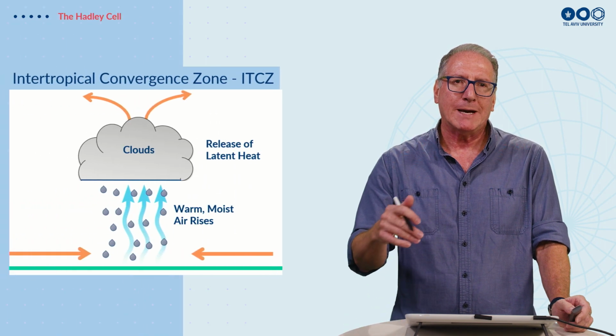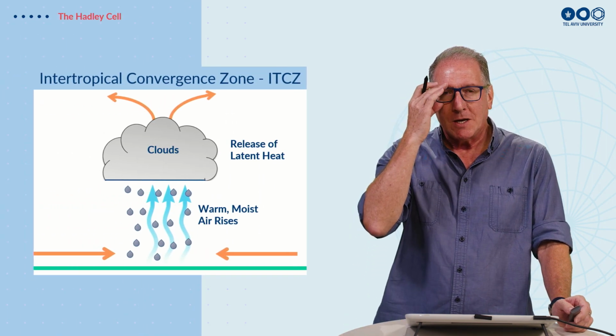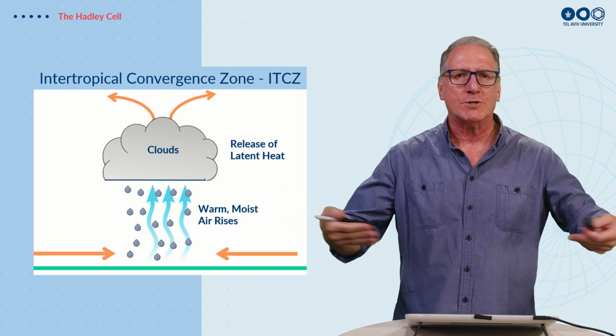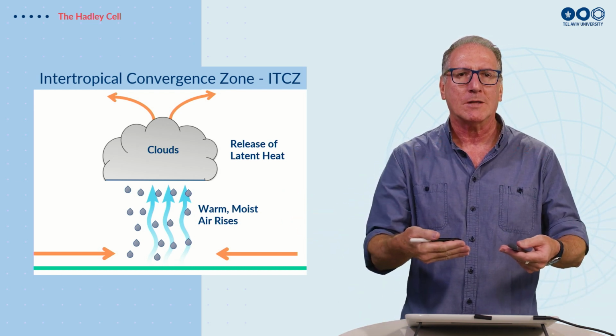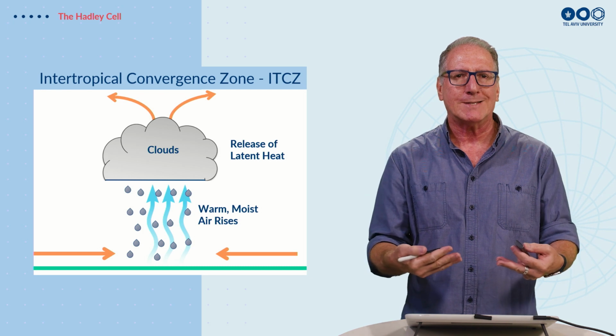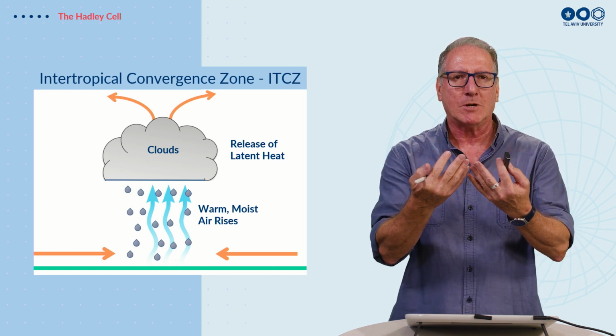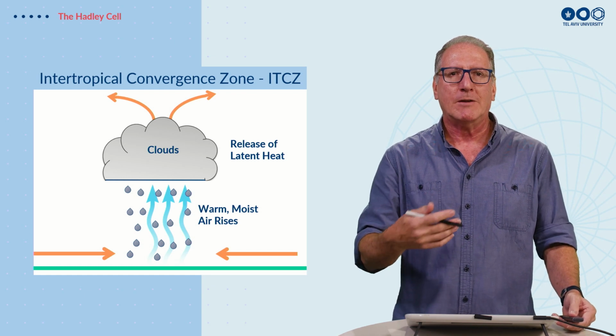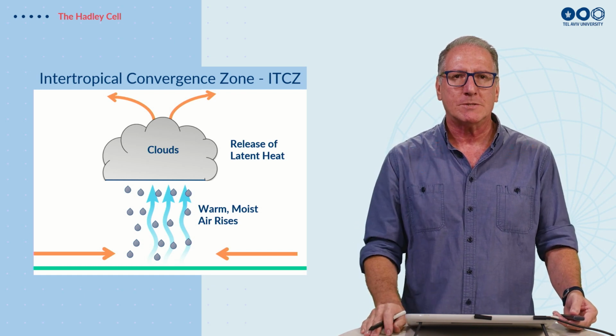So when we're talking about the ITCZ, if we zoom into that area, what we're seeing is that at the surface, we've got this convergence of air coming from the north and the south. When you have convergence of air, the air has to rise up because it can't go anywhere else. And as it rises up, the air will cool and eventually condense into droplets and form clouds.